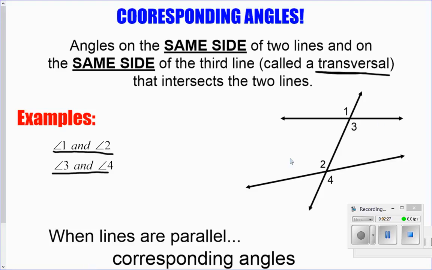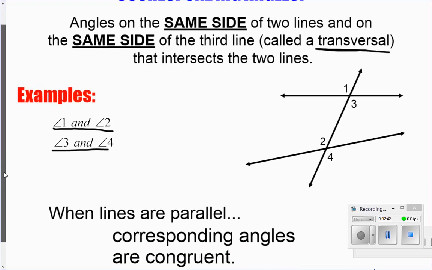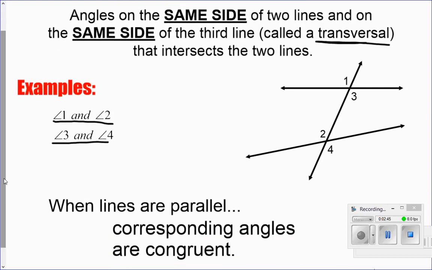Now, looking at this diagram, I can tell that these lines will eventually intersect, which means they're not parallel lines. However, we do know, and later in the course we'll be able to prove, that if the two lines were parallel, then corresponding angles will be congruent.